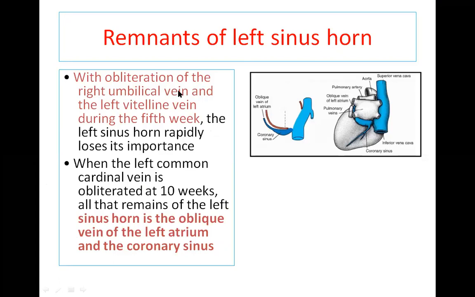क्योंकि right to left shunt हुआ है तो right umbilical vein bypass हो जाएगी, left vitelline vein भी obliterate हो जाएगी. ठीक है, so what is left? The left common cardinal vein is obliterated at 10 weeks and all which remains is the oblique vein of left atrium and the coronary sinus. So what are the remnants of left sinus horn? These are the coronary sinus and the oblique vein of left atrium. Okay, so this was the fate of left sinus horn.